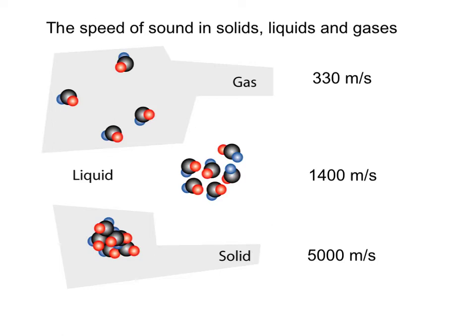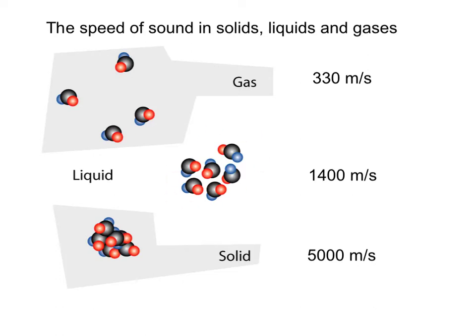So in a gas, molecules are very spread out, which means that for this guy to push the next guy, it takes a while. And because of this, sound spreads much slower than, for example, in a liquid. So this is the average speed of sound in air. This doesn't mean that it's always the same speed. So for example, at different temperatures you will have different speeds.